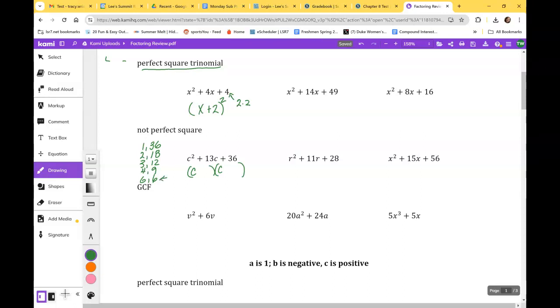And if I use 6 and 6, that does not add up to 13. So it's not that. But 9 and 4 do add to 13. So those are my 2 numbers. Those are my winners. And I just factored that.